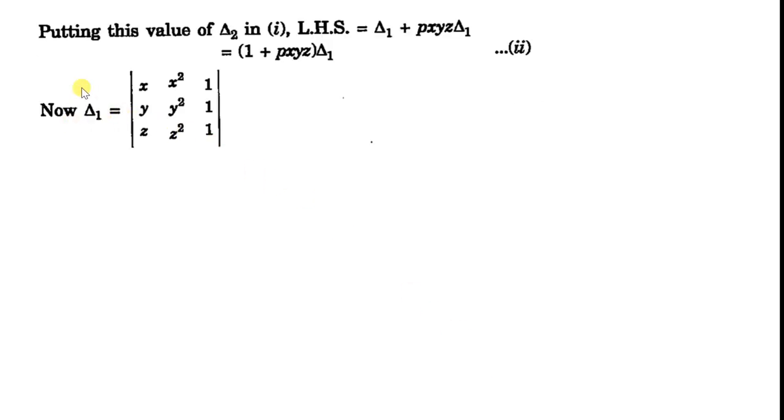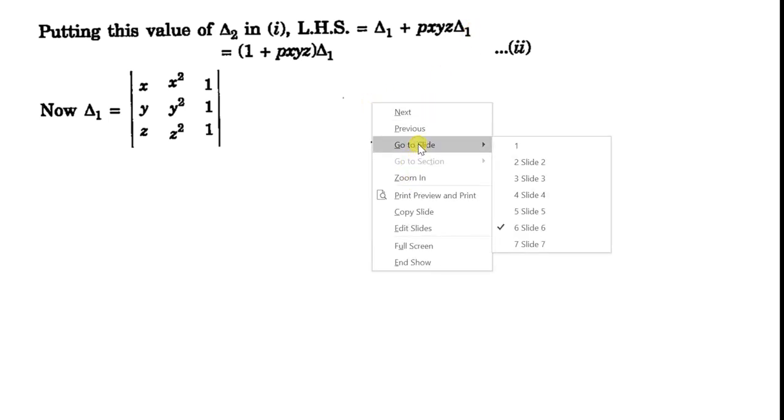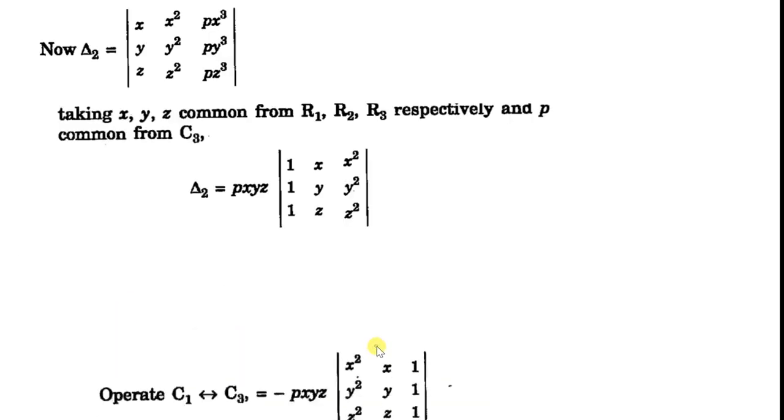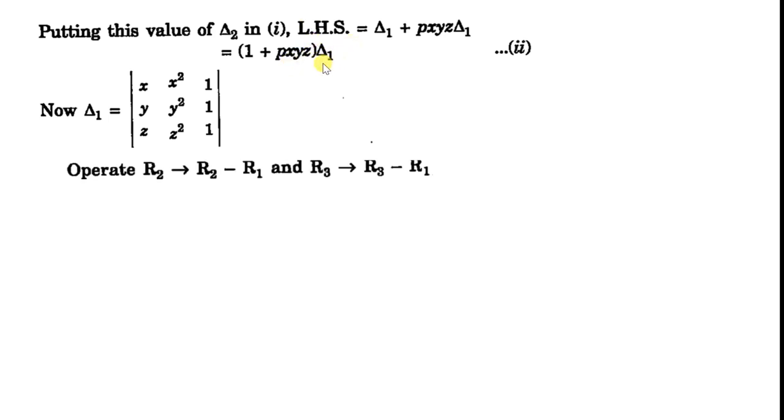So putting this value of delta 2 in the right hand side, we have delta 1 plus pxyz into delta 1. Now look at this expression: here this was delta 1, this was delta 2, so we have written delta 2 as pxyz times delta 1. So delta 1 can be taken common from here. Delta 1 can be taken common, and we are left with 1 plus pxyz in the bracket.